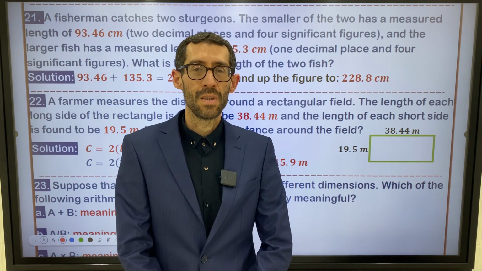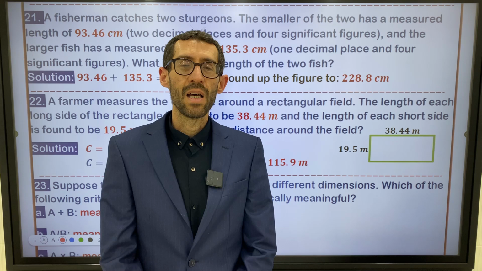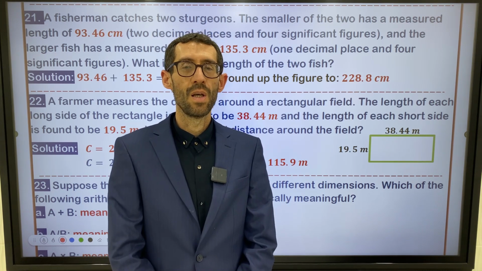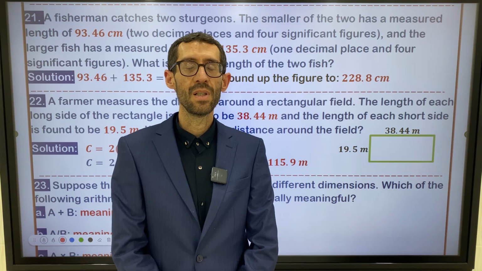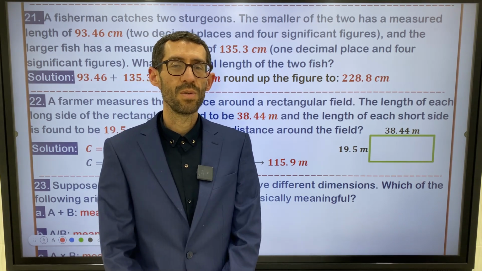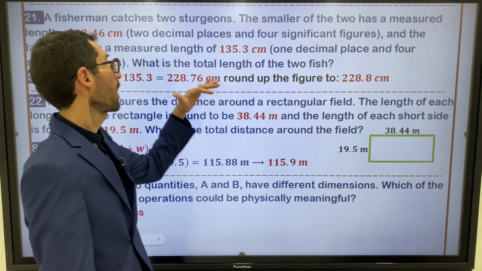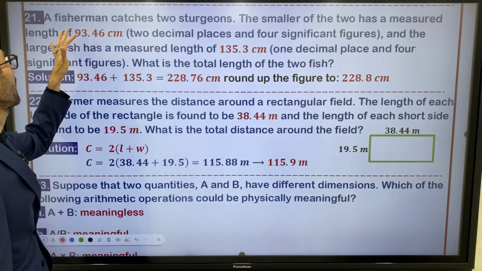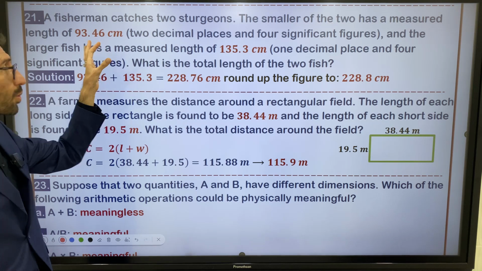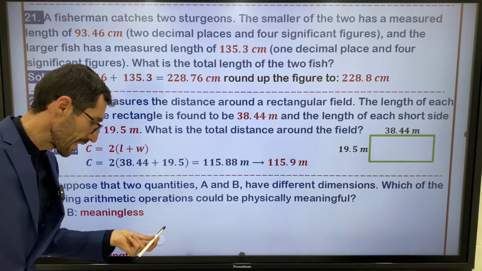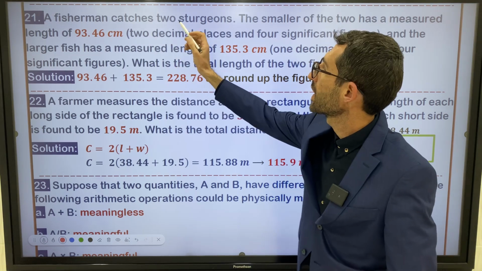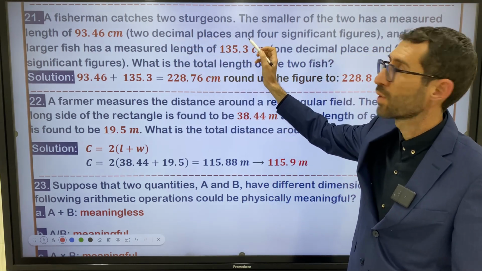So far, we finished chapter 1, and we solved some questions about the sections within this chapter. We solved some questions from the chapter review, and we finished question 20. Right now, I want to solve question 21. Let's get started. Question 21: a fisherman catches two sturgeons, two fishes.